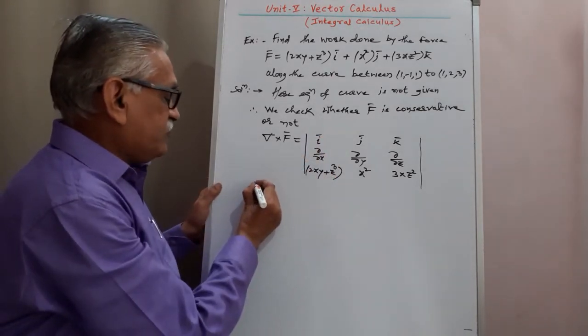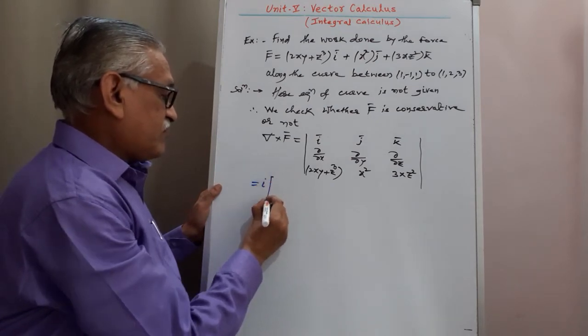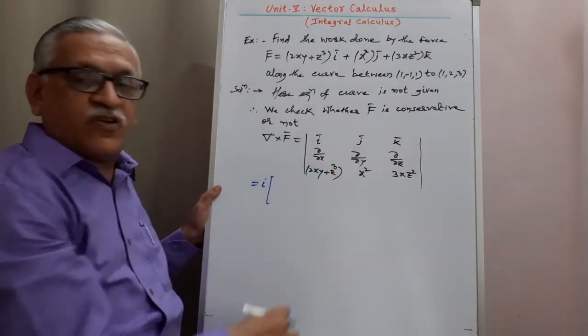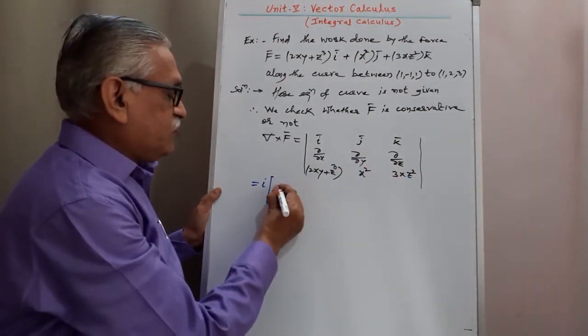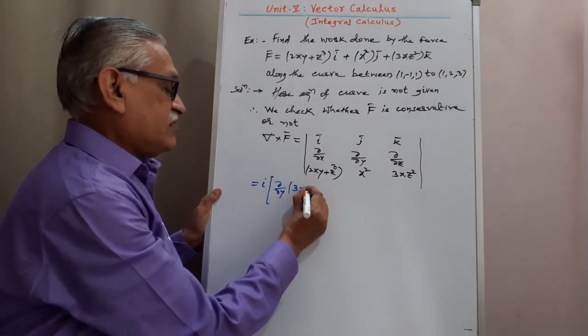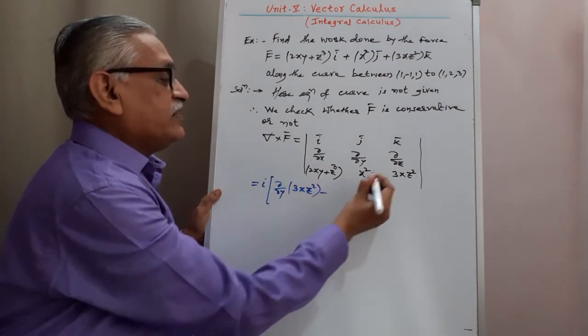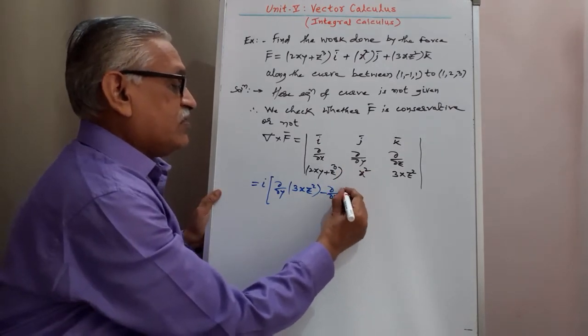It is i into, neglecting the first row and first column, taking the determinant of these four elements, dou by dou y of 3xz square minus dou by dou z of x square.